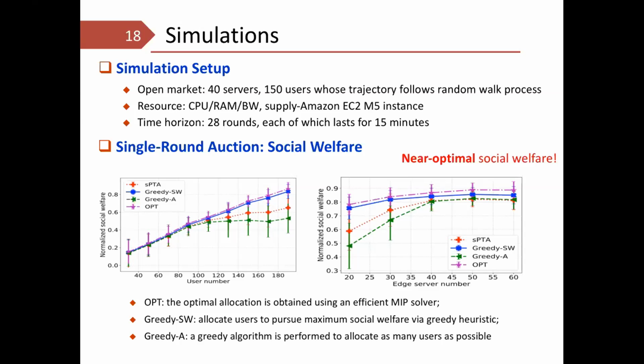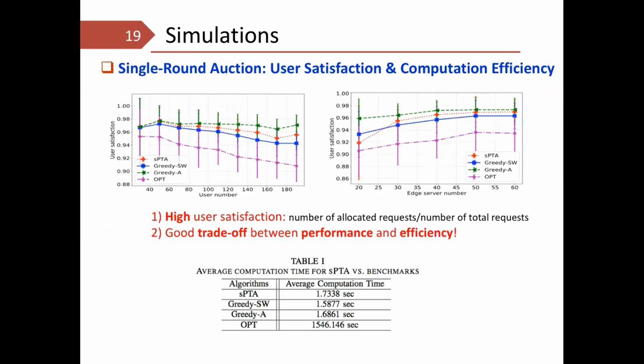From this figure, we observe that SPTA and greedy SW achieve near optimal social welfare. SPTA is inferior since winners are chosen by selection probabilities to enforce differential privacy. And the results show that SPTA achieves higher user satisfaction, close to the highest one yielded by greedy A. A good trade-off between performance and efficiency is also provided.